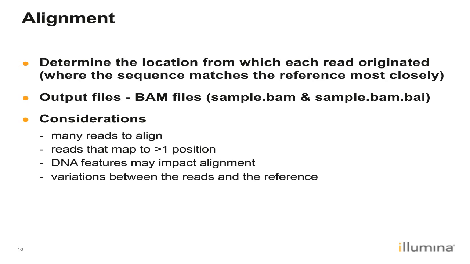Of course, with alignment, DNA features impact the alignment, meaning if your sample has variation, which is what we're looking for, we want to see how different it is from a reference, and that makes it more difficult to align back. So we want to make sure our aligners are able to handle the variation and still align it to the correct location.